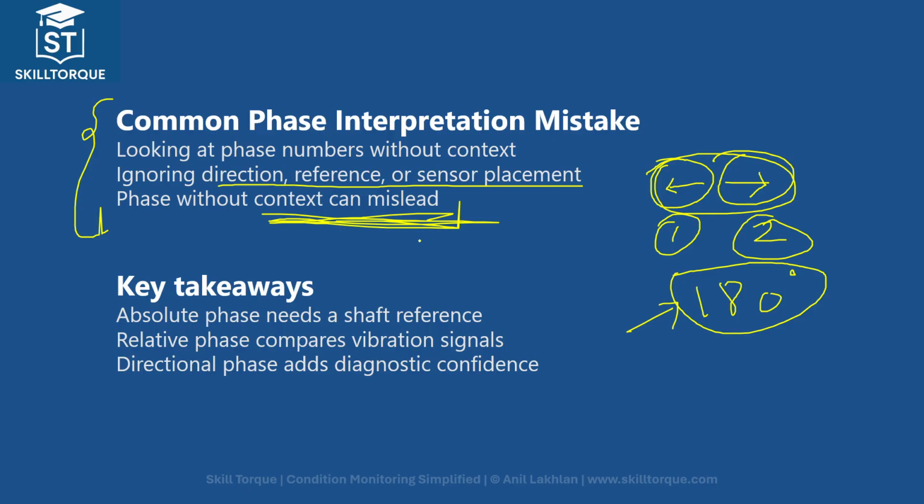Okay, so let's summarize this. Absolute phase is referred to the shaft position. Always remember this. And relative phase means comparison. Just go with the name: relate, right? Relative. Relate means comparison between two signals. That means you are relating two signals, right? So absolute is with the shaft position, and relative means comparison of two vibration signals. And directional phase is very simple. It is the phase in a particular direction: horizontal, vertical, axial, right?